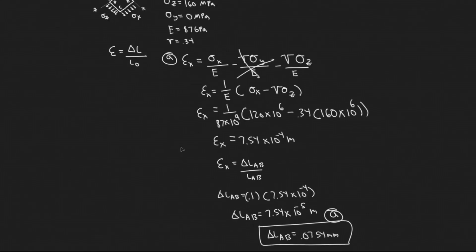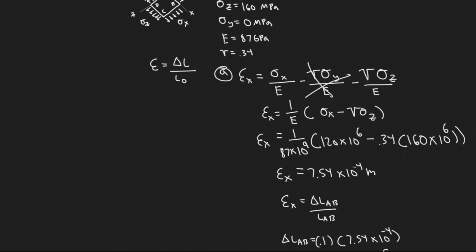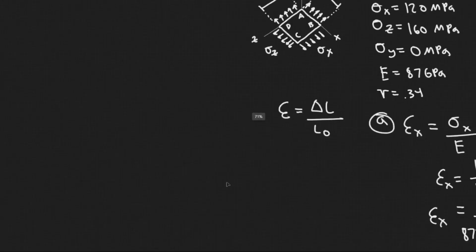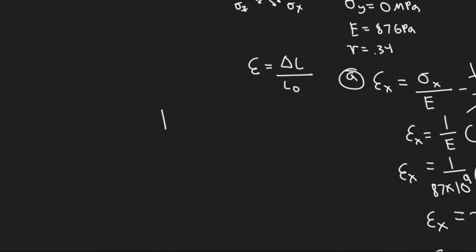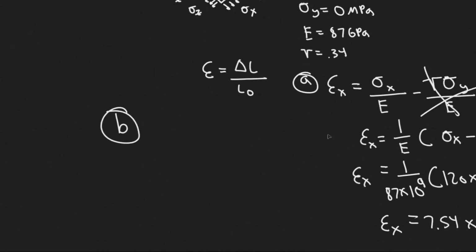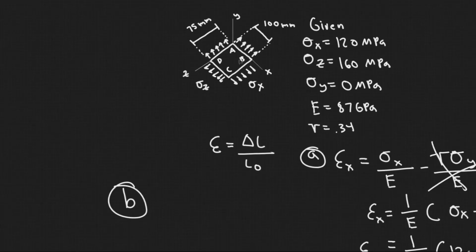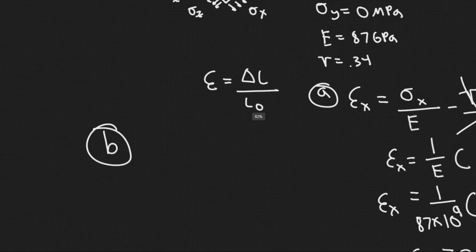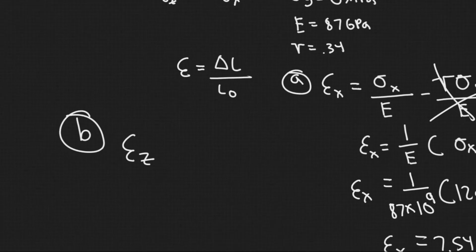Yeah, so what we want to do now, keep in mind we just did it for epsilon x, since we were doing AB. But now that we're doing BC, notice it's along the z, or it's parallel to the z. So we're going to be doing this right here. So let's go ahead and write down the formula.